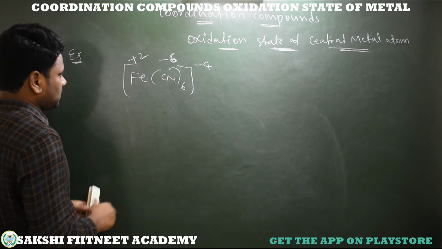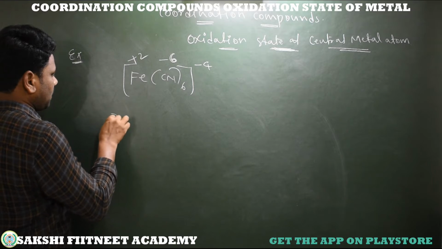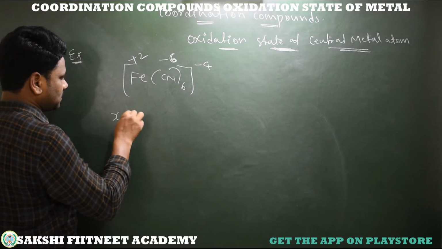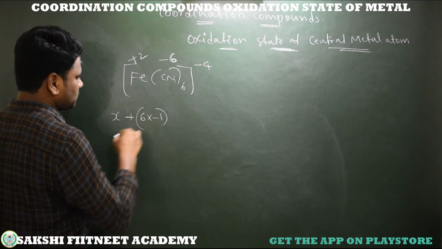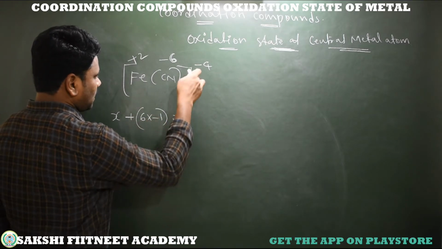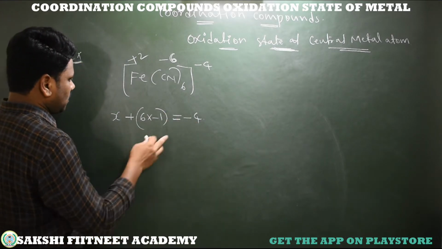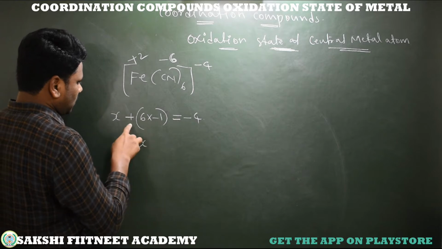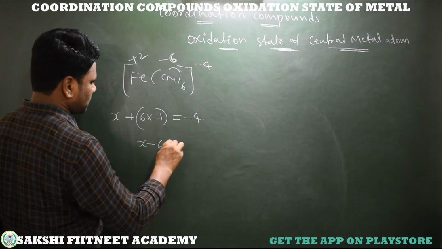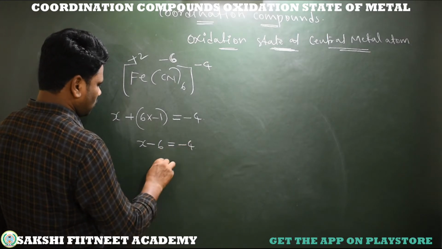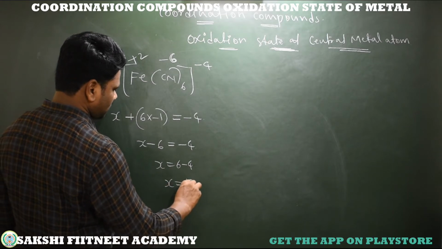So this is a common trick to find the oxidation state of the central metal atom. Otherwise, here we have a method to calculate it. To calculate for this ferrous atom, I take ferrous as x, plus 6 ligands. Each ligand gives -1 oxidation state, 6 into -1, and the total overall charge is -4. Now just simplify this equation. 6 into -1 is -6, so x minus 6 becomes -4. So x equals 6 minus 4, then x equals +2.